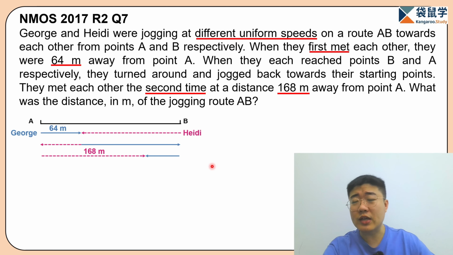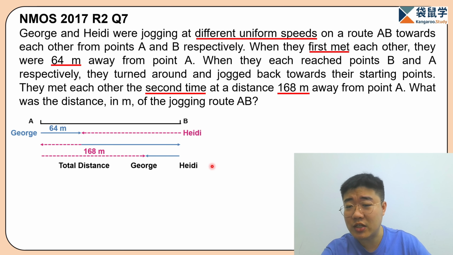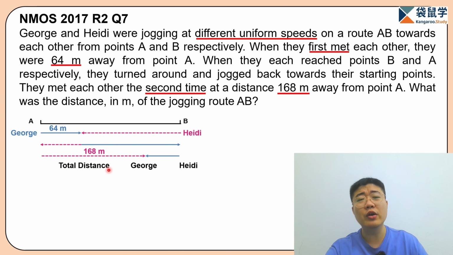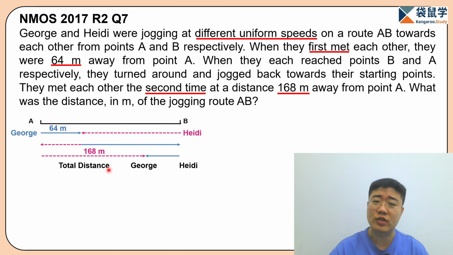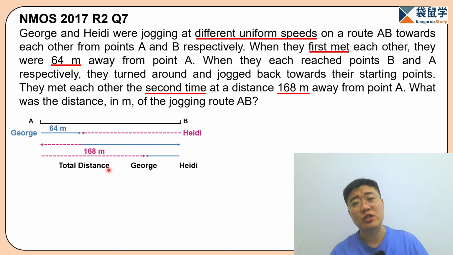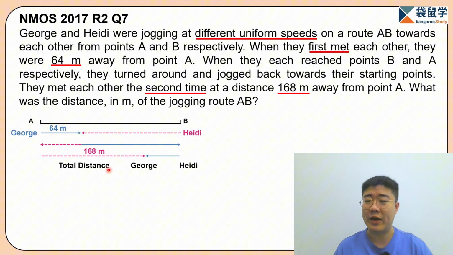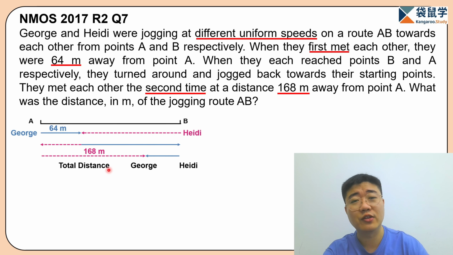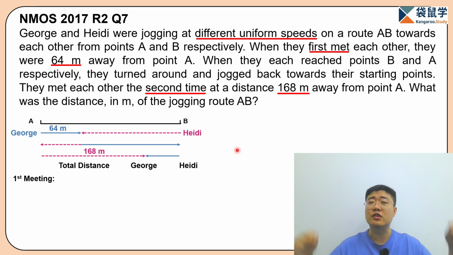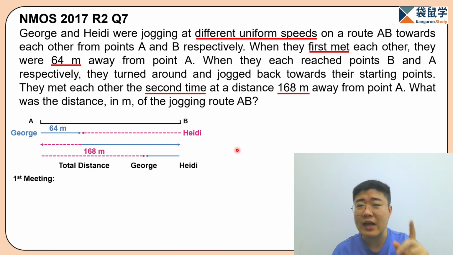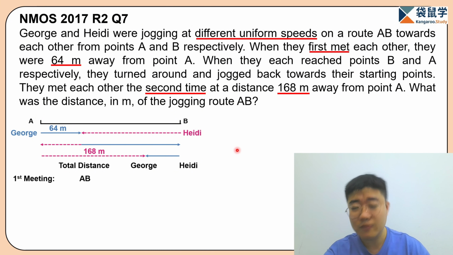So first of all, we can see that when they first met each other, we can talk about three things here. First of all is the total distance traveled by George and Heidi. Then we have the distance traveled by George. We also have the distance traveled by Heidi. So let's find out them one by one. For the first meeting, we can see that together, the two of them travel the distance between A and B. So let's record this as AB.